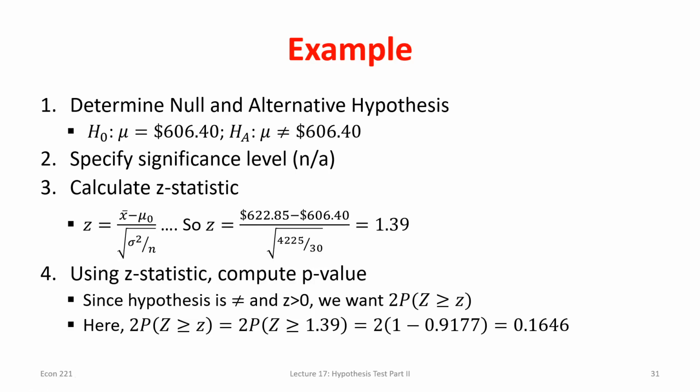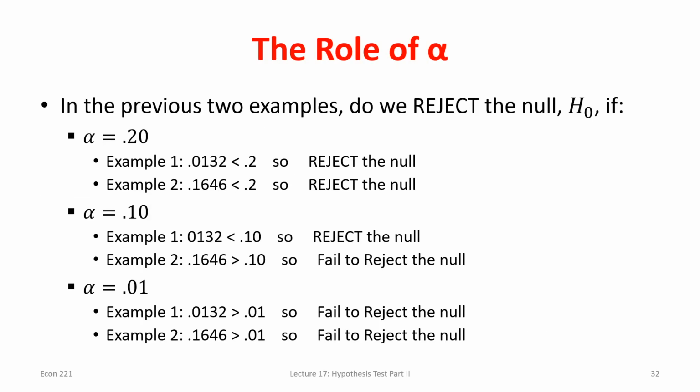So what levels can I reject at with this p-value? Well, I only reject if the p-value is less than alpha. So is this p-value less than alpha? Well, 0.16 is not less than 0.1, it's not less than 0.05, and it's not less than 0.01. So I fail to reject at every single level. Right? And here's kind of a nice summary of that.